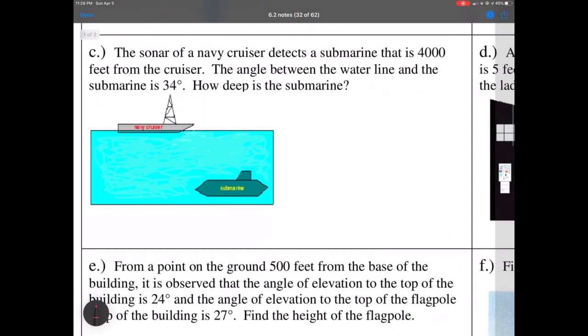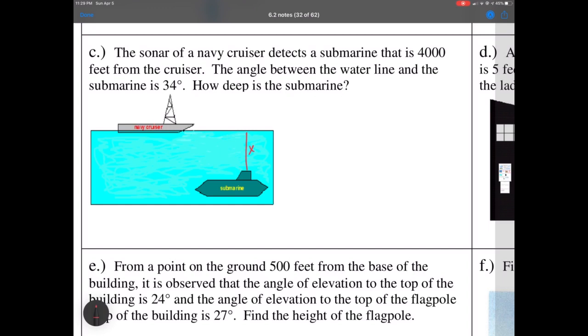Next example. The sonar of a Navy cruiser detects a submarine that is 4,000 feet from the cruiser. The angle between the waterline and the submarine is 34 degrees. How deep is the submarine? So what we want to look at here, we need to know how deep the submarine is. So we're trying to find that value.